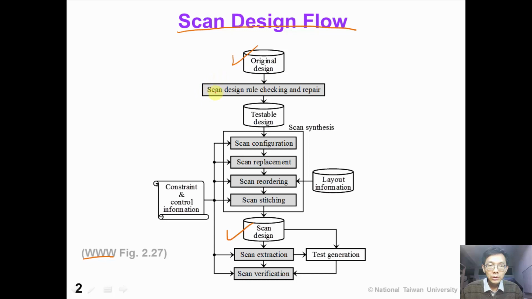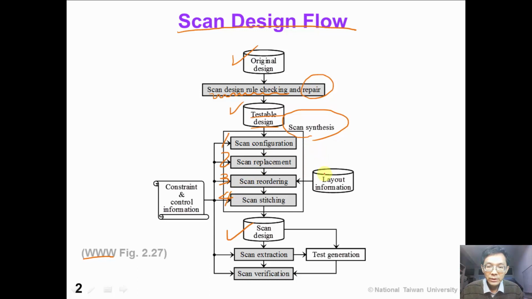First of all, we will check if our original design obeyed the scan design rule. If there is any violation, we will need to repair them. After we fix all the violations, we will have a testable design. And then we can proceed to the scan synthesis, which has 4 small steps: scan configuration, scan replacement, scan reordering, and scan stitching.